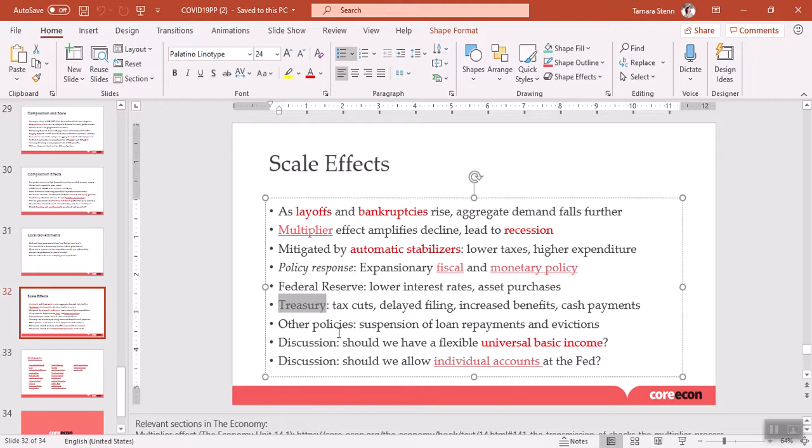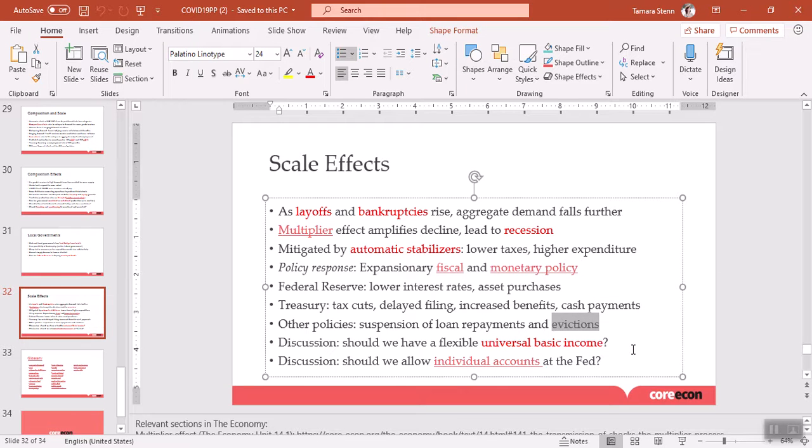Other policies that are out there are suspension of loan repayments, and that's what a lot of the small businesses are hoping for as they're applying for small business loans. They're hoping that the loans will be pardoned, they'll turn into grants, and they won't have to pay them back. Another policy is a suspension of evictions, right? Right now in New York City and maybe other places, there's a big movement about not paying rent, right? Free rent. And there's a movement, I think it's on the state level, that landlords are not allowed to kick out tenants who are not paying rent.